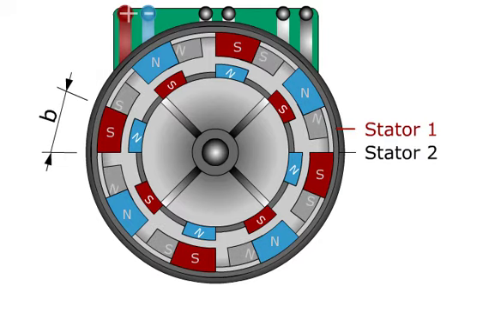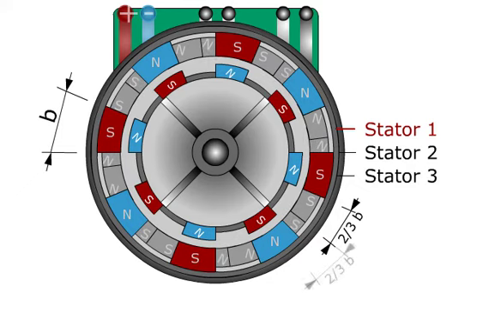Compared to stator part 1, stator part 2 is offset and mounted by 2/3 of pole width W, and stator part 3 has an offset of the same amount, 2/3 of pole width W, compared to stator part 2. Thus, stator part 3 is also offset by 2/3 of pole width W from the following pole of stator part 1.